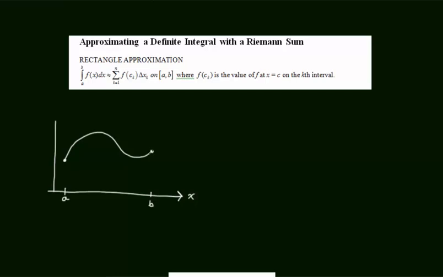That ought to do. F of x. Now my goal is to approximate the integral from a to b of f of x dx, and I'm going to do that by summing up a bunch of quantities which we're going to refer to as rectangles here. Alright, let's draw such rectangles.